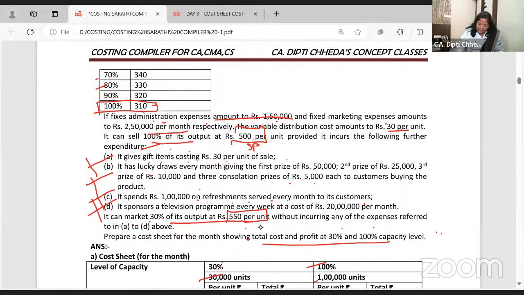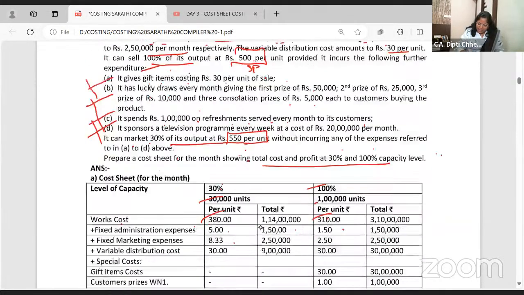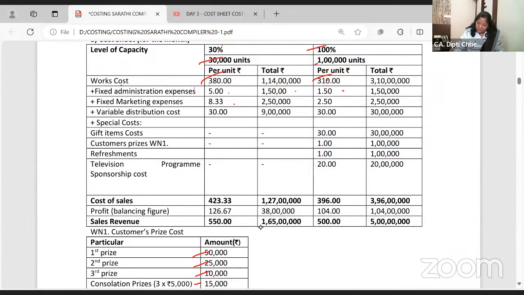Okay. Next. Fixed administrative cost is 150 and marketing cost is 250. So fixed administrative cost is 150. Oh, this 0 is missing. Write it down. And this is 250. Are you getting this?